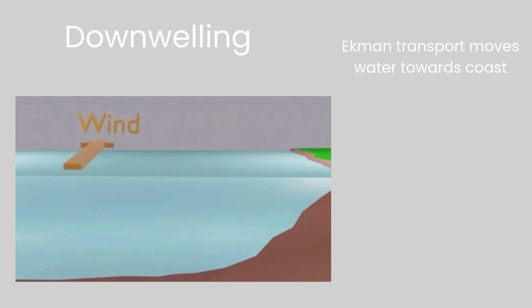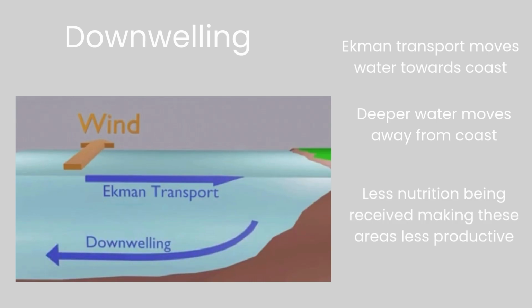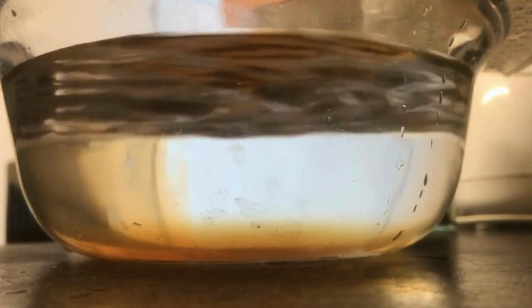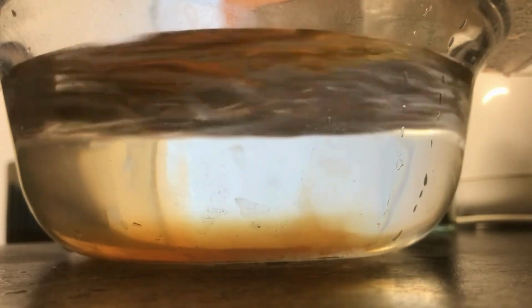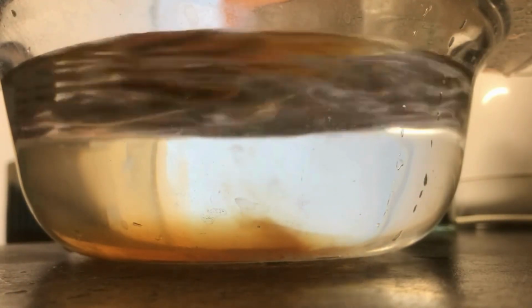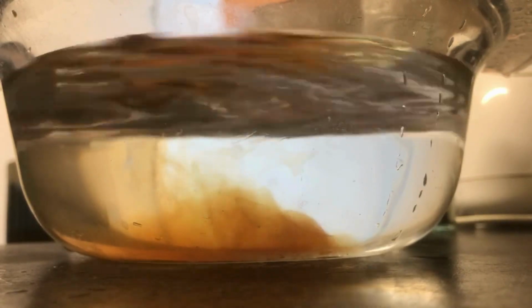For downwelling, this is the opposite, where we have the Ekman transport bringing water towards the coast. This means that the deeper waters, with all the nutrition, moves away, making these areas less productive. Here is me blowing over a bowl of water with some vinegar added in. The vinegar sits at the bottom, but as I blow over it, it rises back to the top, showing upwelling.